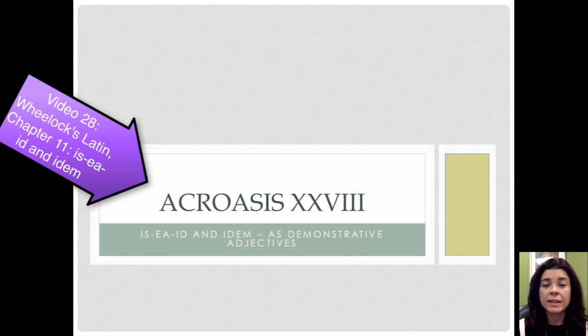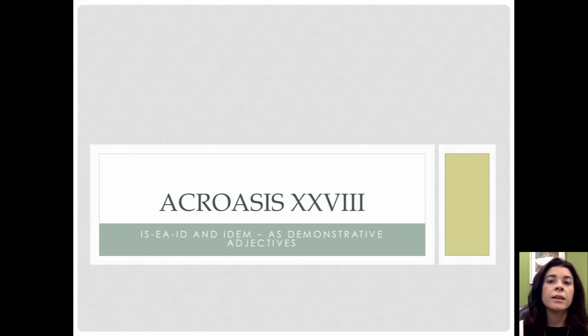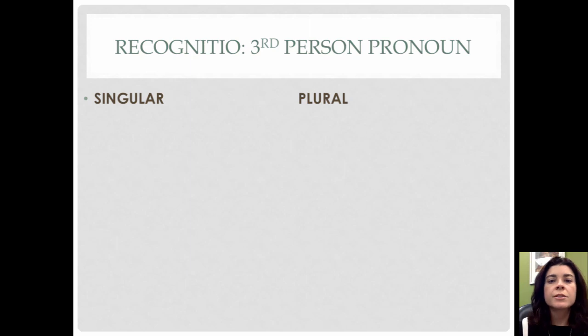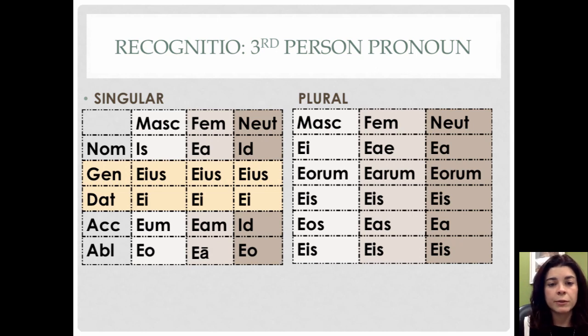Today we're going to be talking about is, ea, id as it's used as a demonstrative, and the demonstrative idem, eadem, idem. So first, let's talk about the third person pronoun. Let's remember what it actually looks like. So here's a quick review of the chart.